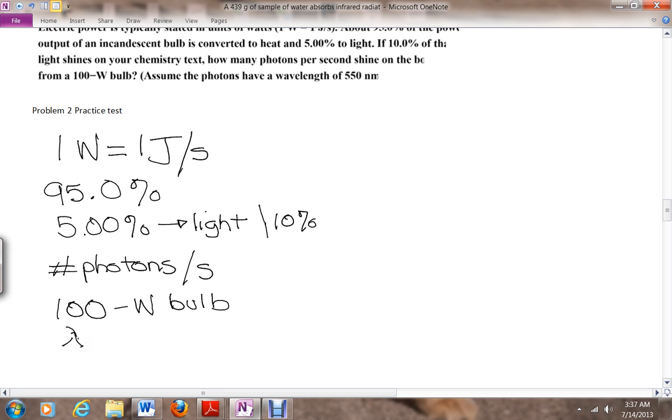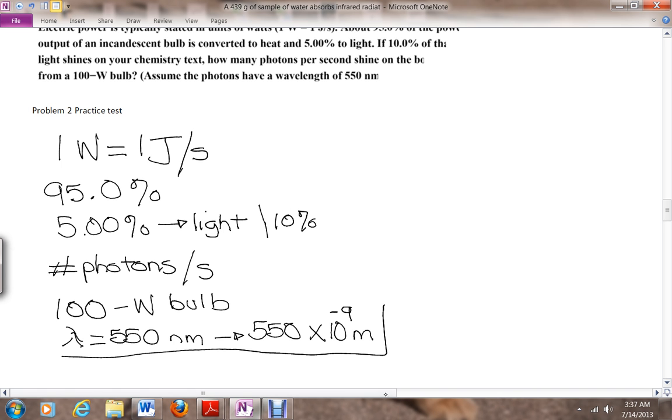So the wavelength is going to be equal to 550 nanometers. As we know, we're going to be using meters. Let's convert it. So I'm going to leave it like that: 550 by 10 to the minus 9 meter.